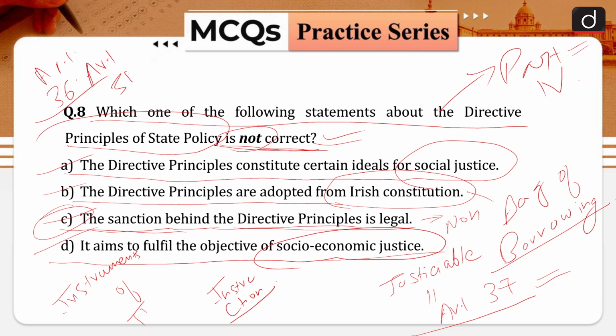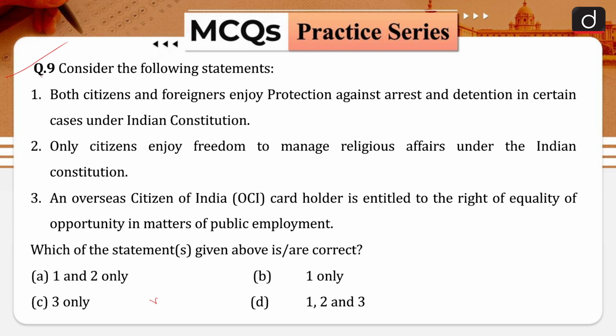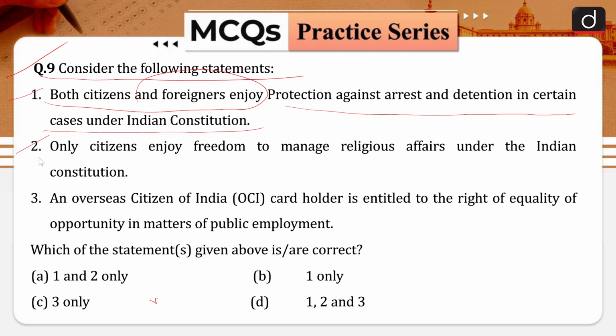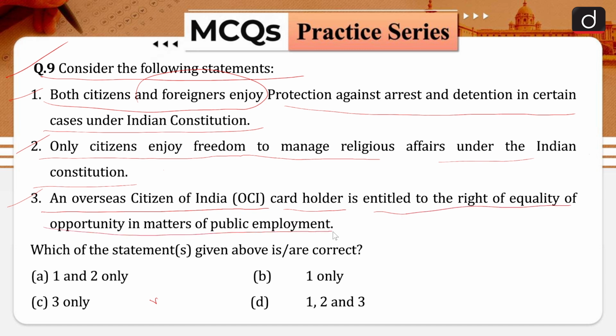Now, let us move forward to the next question of our today's discussion. Consider the following statements. Statement 1: both citizens and foreigners enjoy protection against arrest and detention in certain cases under the Indian Constitution. Statement 2: only citizens enjoy freedom to manage religious affairs under the Indian Constitution. Statement 3: an Overseas Citizen of India, OCI card holder, is entitled to the right of equality of opportunity in matters of public employment. Which of these statements given above is correct? Option A is 1 and 2 only, option B is 1 only, option C is 3 only, and option D is 1, 2 and 3.